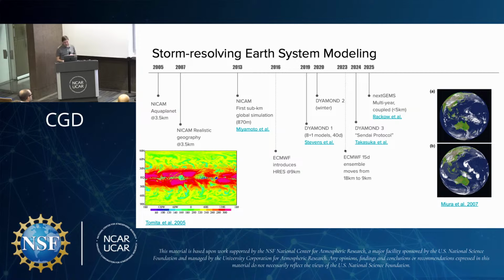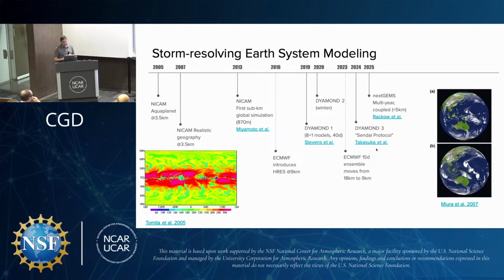Since then, in 2023, ECMWF moved their entire 15-day operational forecast ensemble from 18 kilometers to 9 kilometers. So we're at the point now where global operational systems are verging on this kilometer-scale capability, and we're pushing ahead with sub-5 kilometers to see what happens.